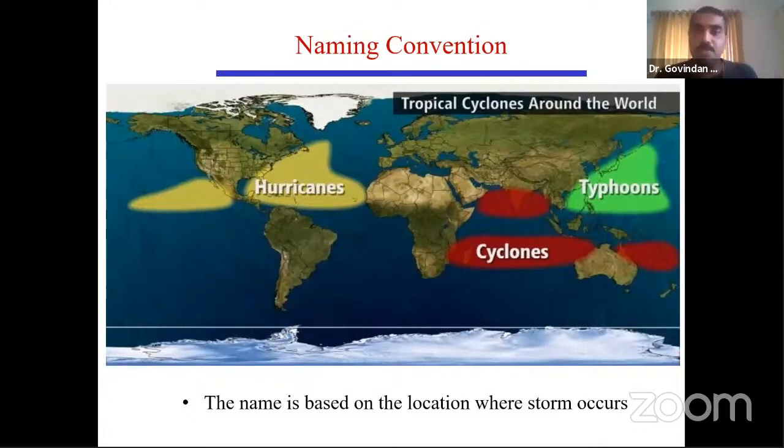It is only the name which changes with respect to different basins. Throughout this presentation, I'll keep interchanging the names like hurricanes, tropical cyclones, and typhoons according to my convenience. Do not get confused. I am referring to the same phenomenon, tropical cyclone. Even when I call it a hurricane or tropical cyclone, there is no difference. It's the same event I'm talking about.